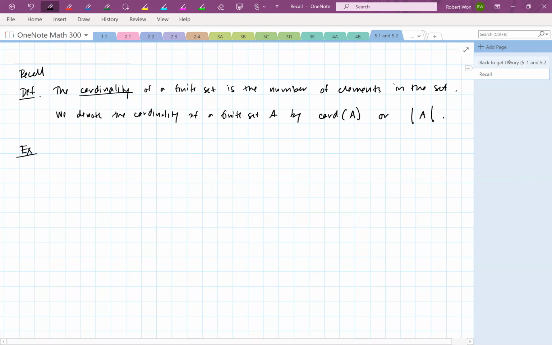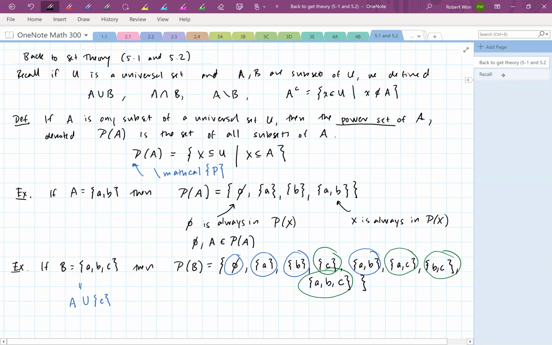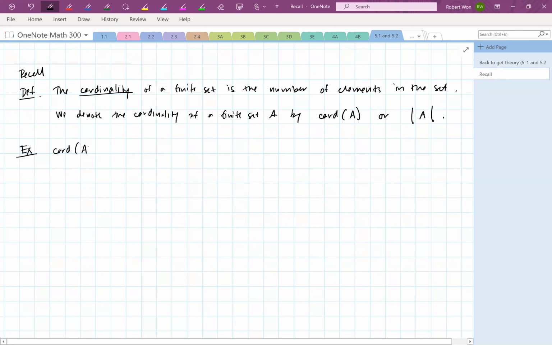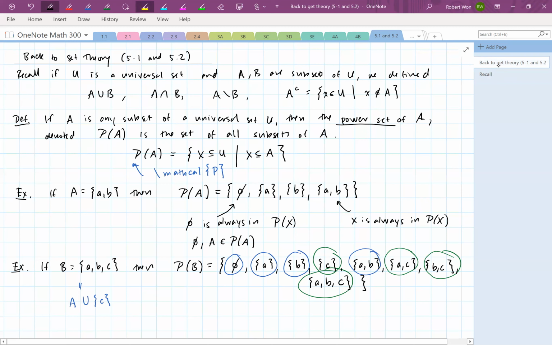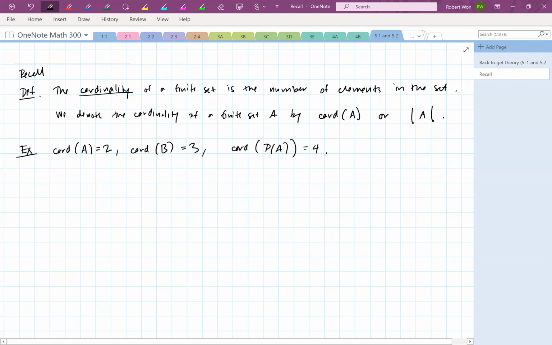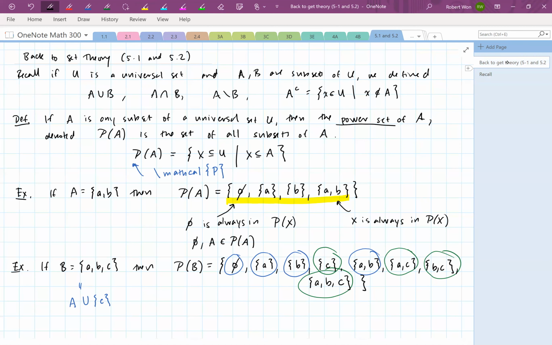So if you go back to the previous page, A is a 2-element set. So the cardinality of A is 2. It's a finite set. It has 2 elements in it. The cardinality of B, which was the set {A, B, C}, it has 3 elements in it. So B has cardinality 3, you would say. The cardinality of the power set of A. The power set of A had 4 elements in it, right? So the cardinality was 4. The cardinality of the power set of B. Let's see, there's 4 blue elements and 4 green elements. So the cardinality is 8.